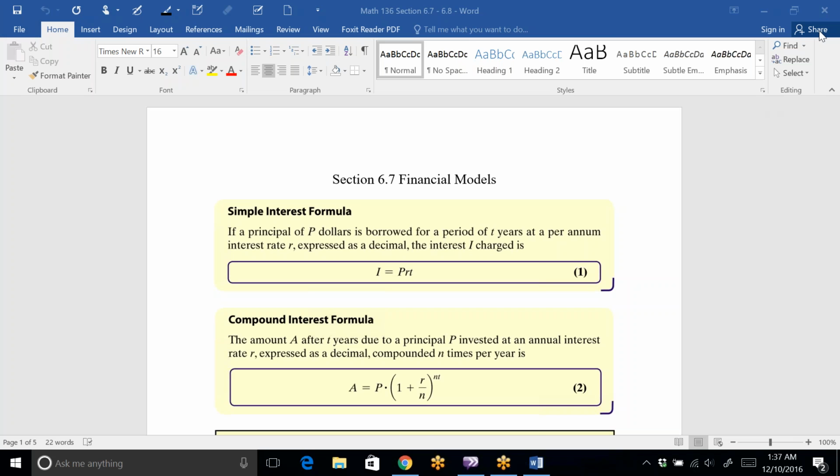Okay, this is the 6.7/6.8 notes. Essentially, these are just applications of logarithms and exponentials. Just starting out, we have to look at some formulas.